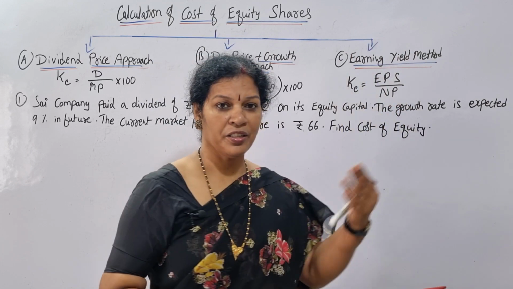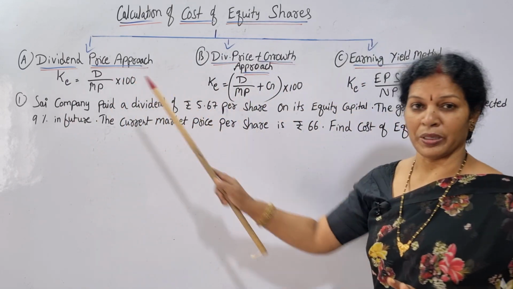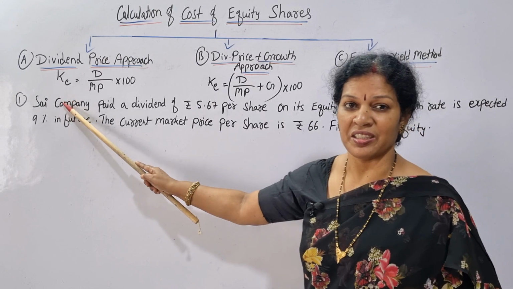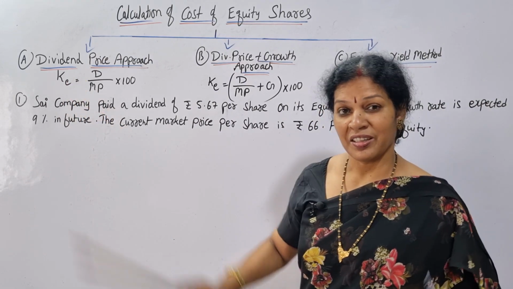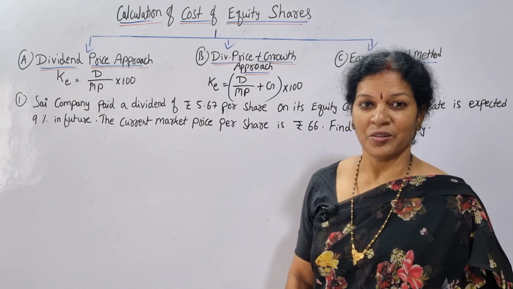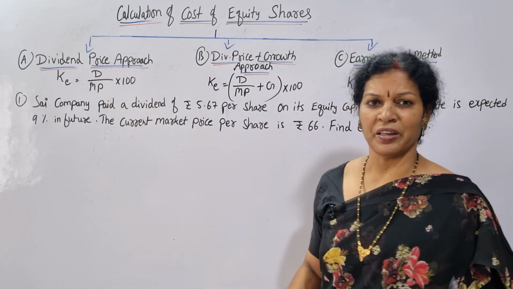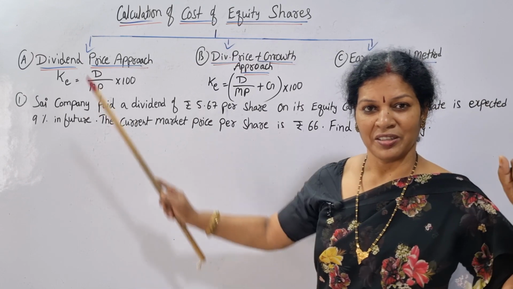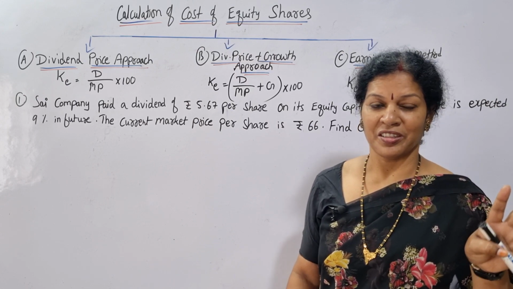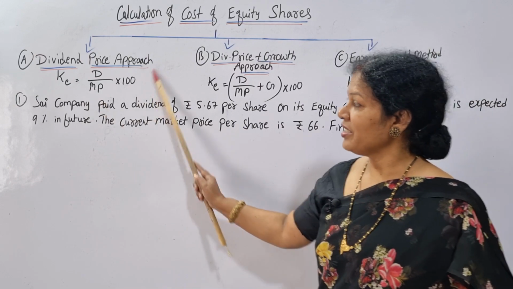This will generally be calculated in the shares and debentures chapter. Right now it is not much required. Now we'll be focusing only on these two methods, dividend price method and dividend price plus growth. What is the formula for dividend price method? KE, cost of equity shares, just as cost of debt is KD and cost of preference shares is KP. So KE is equal to dividend by market price into 100. D by MP into 100, very easy to remember. For preference shares it was dividend by NP into 100, dividend by net proceeds into 100. Now here it is dividend by market price into 100. This is the dividend price approach.